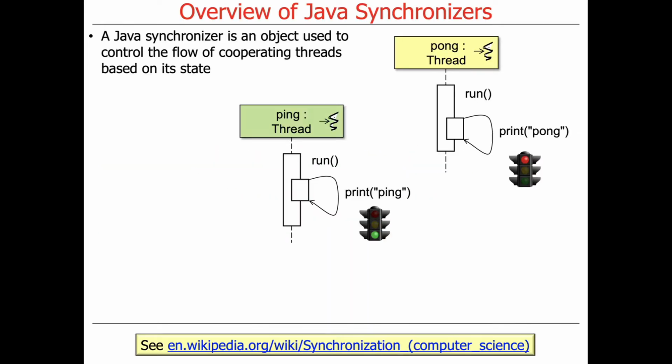So a Java synchronizer is basically an object, or what might be called a shared object, that's used to control the flow of cooperating threads based on the state of the synchronizer. And we'll see lots and lots of examples. We'll see a cool example that has two threads taking turns writing ping and pong, and they coordinate how they interact in their flow.